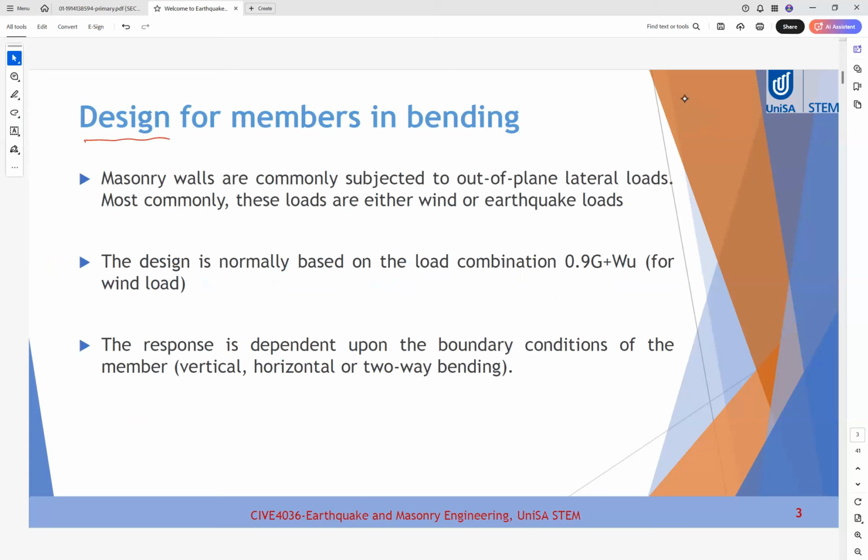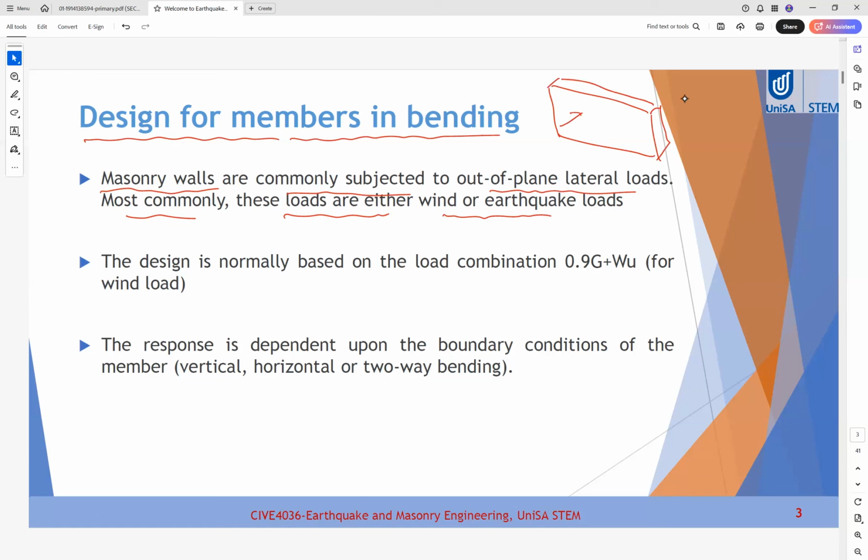So for the design of masonry walls in bending, we have some notes here. The masonry walls are commonly subjected to out-of-plane lateral loads. Most commonly, these loads are from wind or earthquake loads. So if this is our wall, for example, this wall will be under out-of-plane earthquake or wind loads.